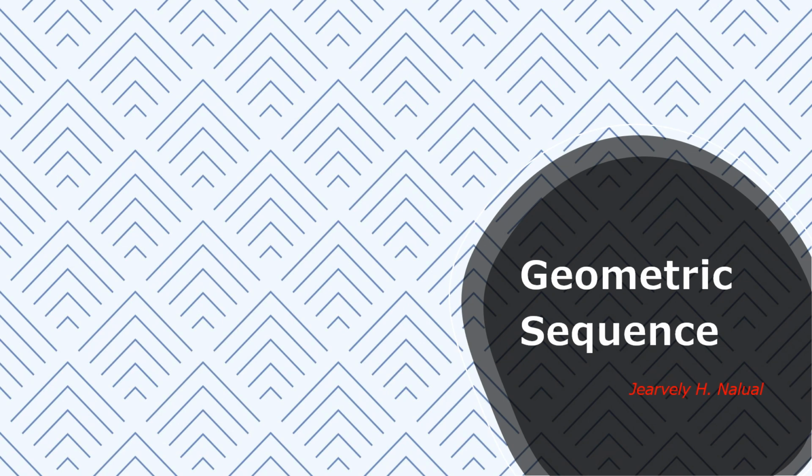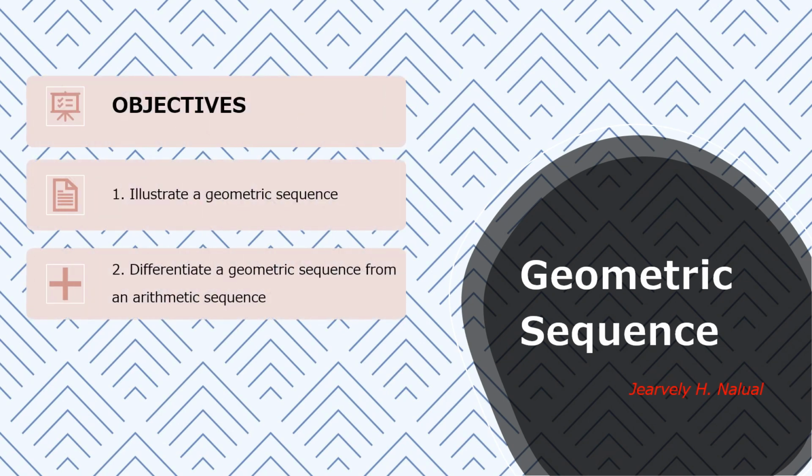You already have enough knowledge about sequences, in which a certain number is added to each term to get the next term. Now, we will explain sequences in which a certain number is multiplied to each term to get the next term. These sequences are called geometric sequences. For our objectives, we will illustrate the geometric sequence and differentiate a geometric sequence from an arithmetic sequence.